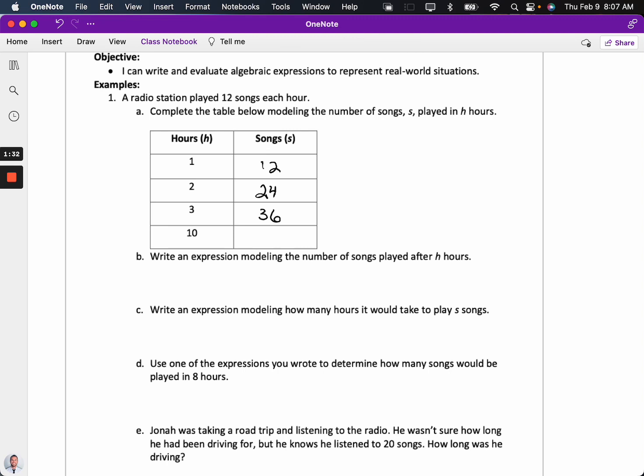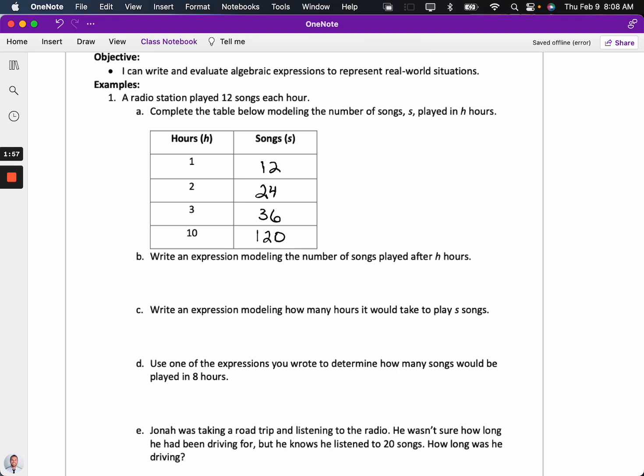All right, so here then, if I have 10 hours, it's asking me to figure out, okay, well, how many songs is that? Be careful, it's not 48, right? Because hours, you see it goes 1, 2, 3, but then it doesn't say 4, it says 10. Right? And if I think about that, it's 12 songs per hour, that means in 10 hours, it's going to play 120 songs.